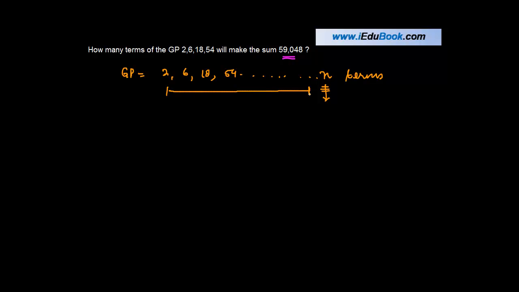How many terms of the GP 2, 6, 18, 54 will make the sum 59048? So what is happening here is you are given a geometric progression, which is 2, 6, 18, 54 and so on, and you are asked how many terms. Let's say this goes up to n terms. What is the value of n such that when you do the sum of all these terms, what you get is 59048.